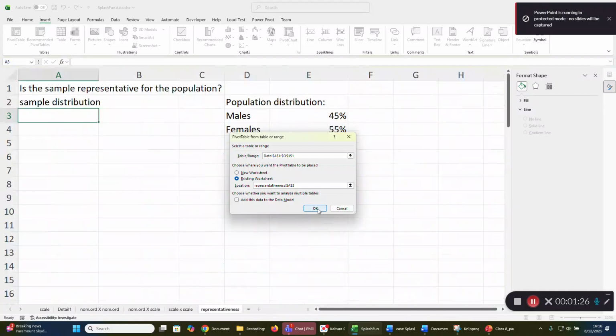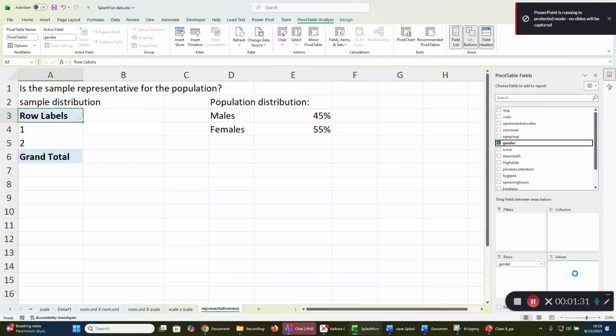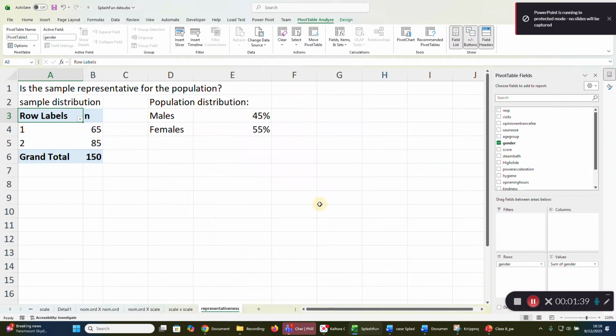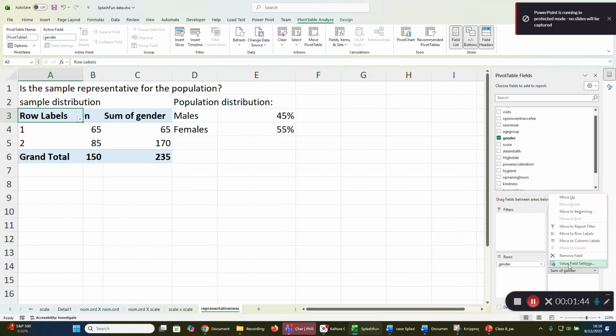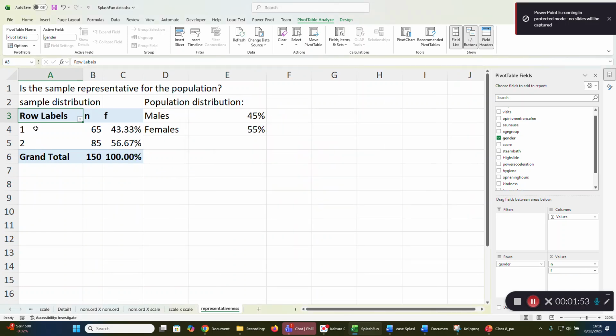Let's take the gender in the rows. Let's do absolute and relative frequency together. So I change my sum using the value field settings. I change that to the count, which is my absolute frequency, and then I also add the gender to my values to again change the value field settings, choosing count and showing the value as a percentage of the column total. So that is my relative frequency, where 1 stands for the males and 2 are the females.